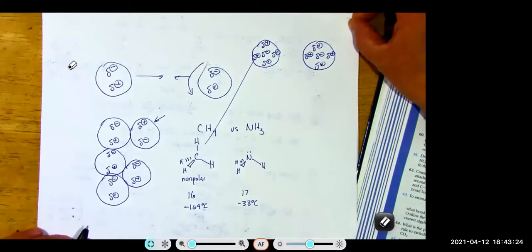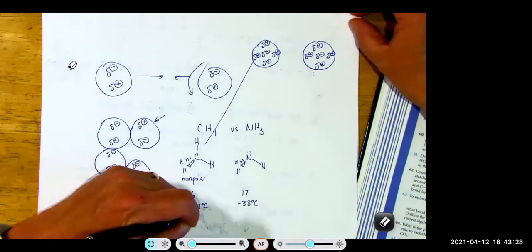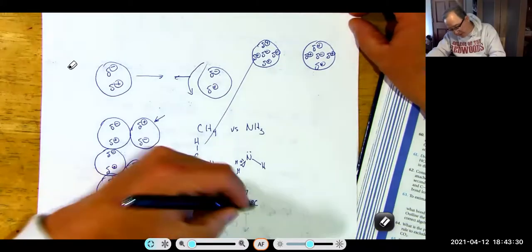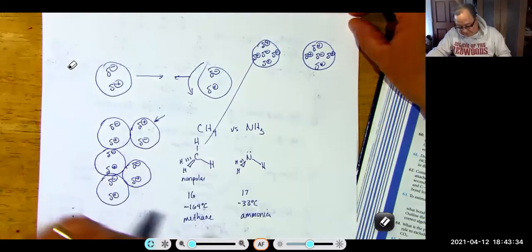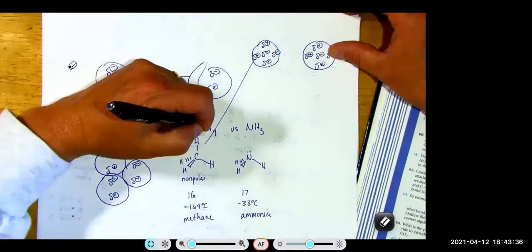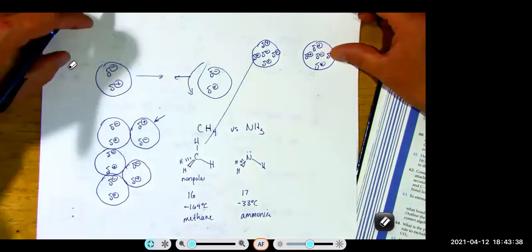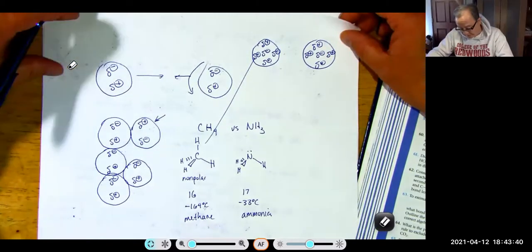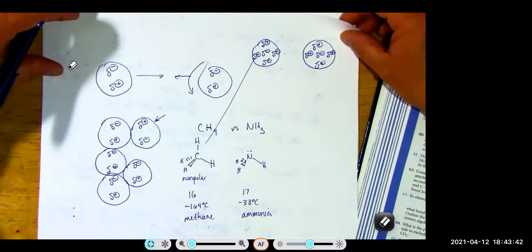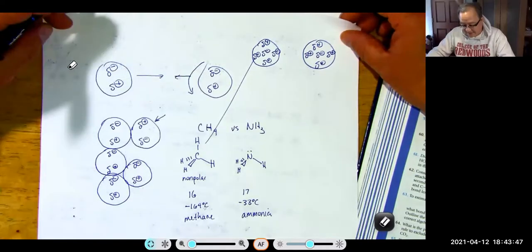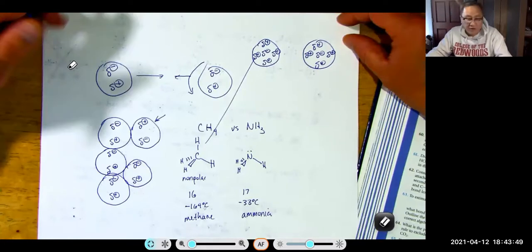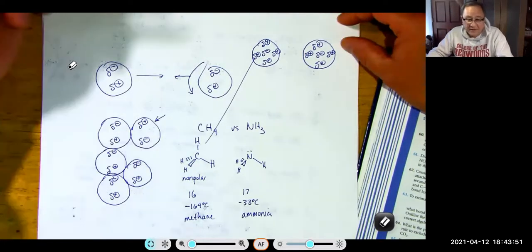What is CH4? It's methane, and NH3 is ammonia. And you've heard of methane before, right? Well, methane gas. Yep. That's gas. It doesn't stay together, it spreads out, because the gas molecules are nonpolar, so they don't really stick together that well.